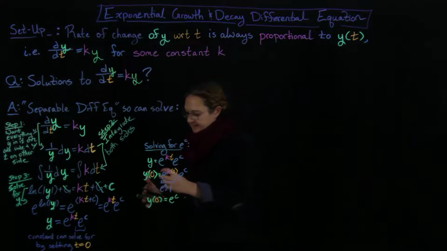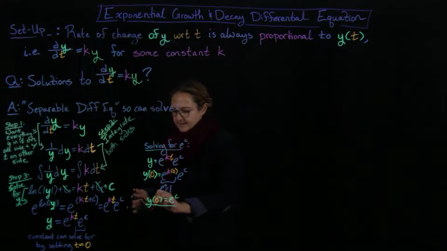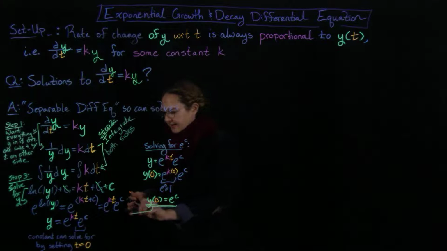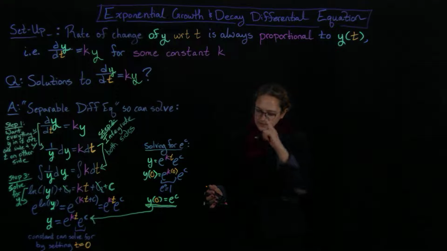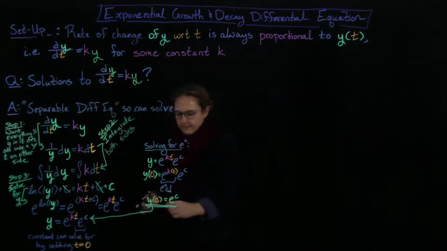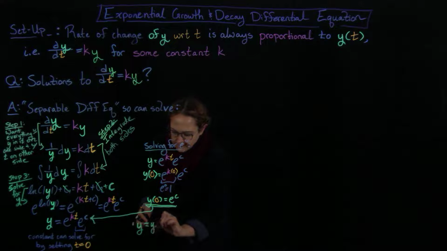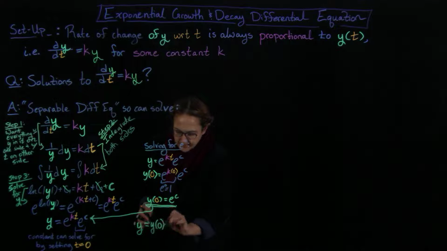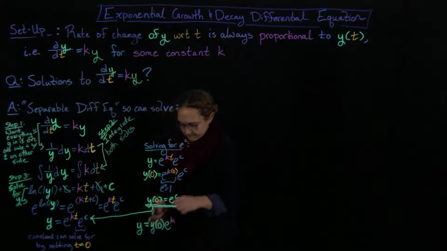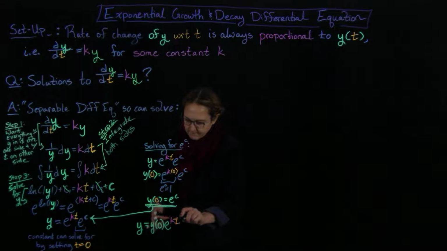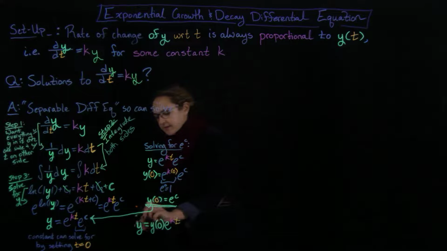So I can take this here and plug it into here. Okay, and so my answer is actually going to be that my function y is going to be y of 0 times e to the kt. I don't know what k is, but I know it's the k that I started out with.